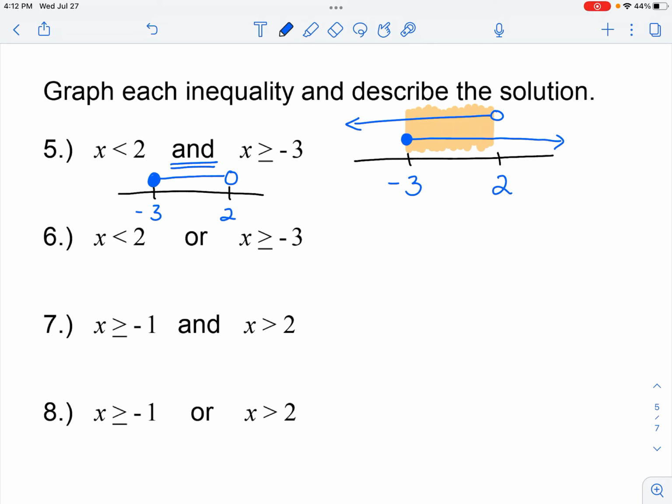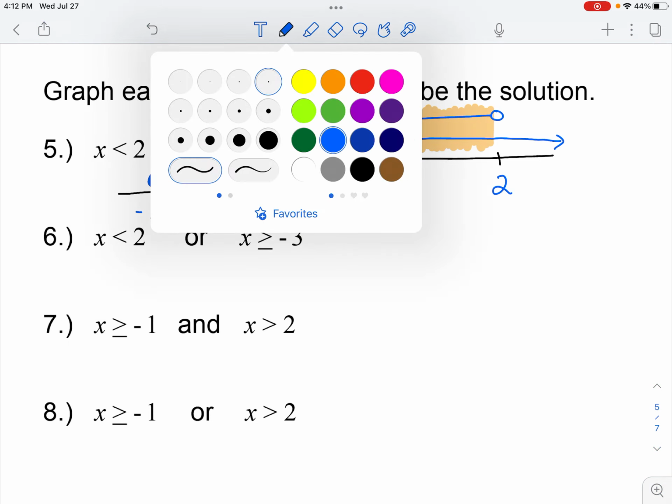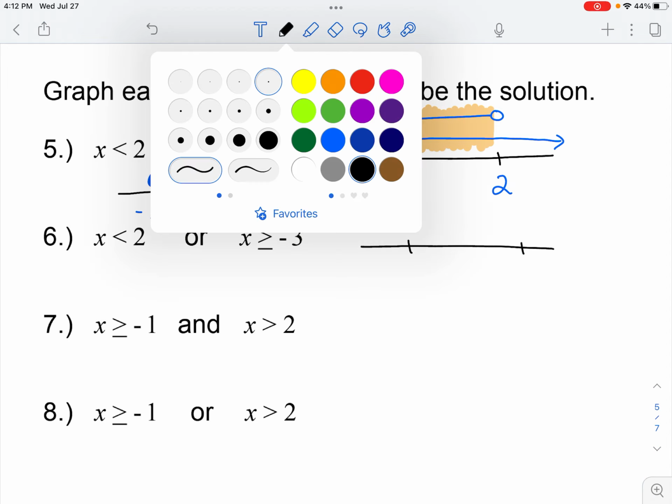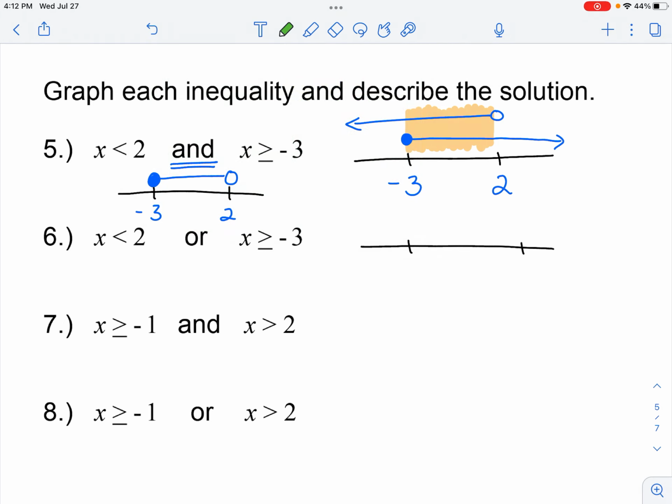All right, same inequalities, but with an or statement instead. Okay, so I have the same starting bit. Let's do this one in green. Okay, so I've got the -3 and the +2. I've got x is less than, and then x is greater than or equal to. Okay, same setup as number 5 started with, but now we've got an or, which means if I can graph it, I can keep it.